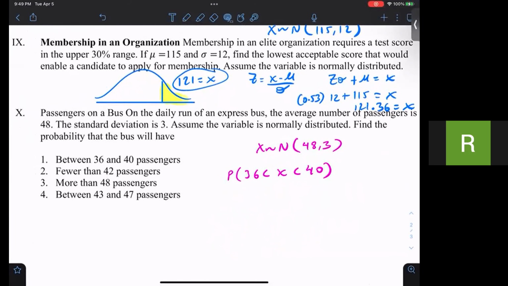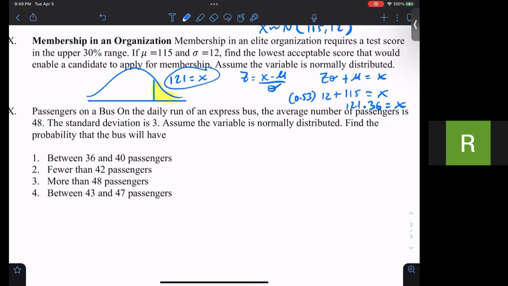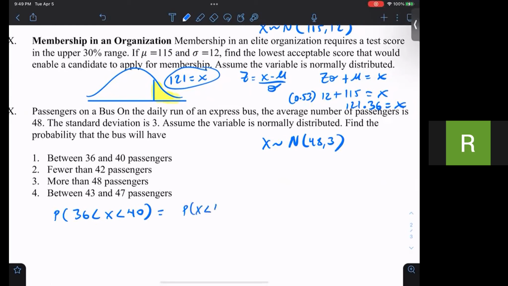So this one, number 10, they say on a daily run of an express bus, the average number of passengers is 48 and the standard deviation is 3. Assume that the variable is normally distributed. Find the probability that the bus will have between 36 and 40 passengers. So you need to standardize this. This is the probability of X less than 40 minus the probability of X less than 36.